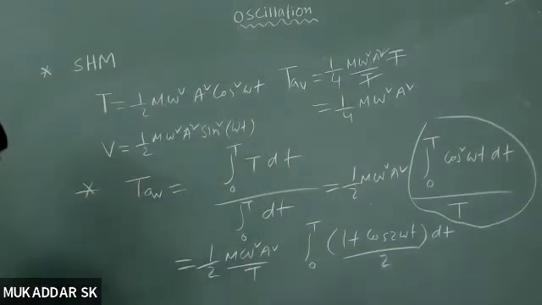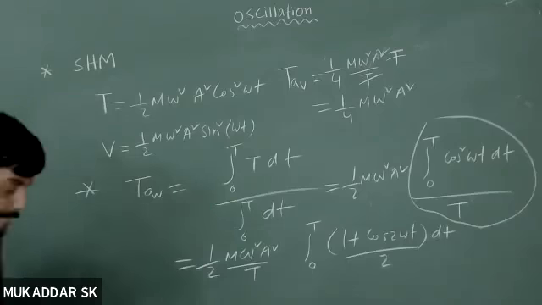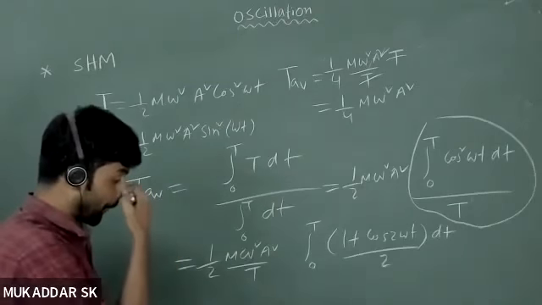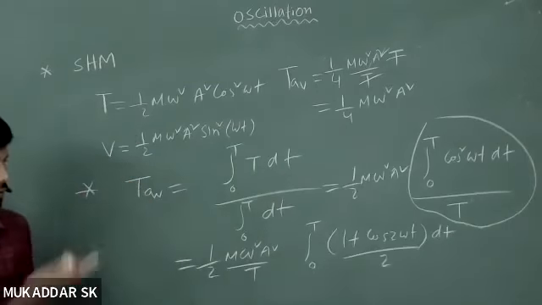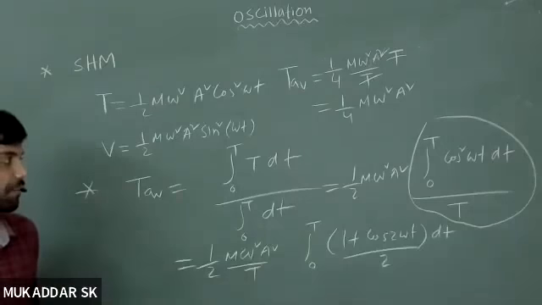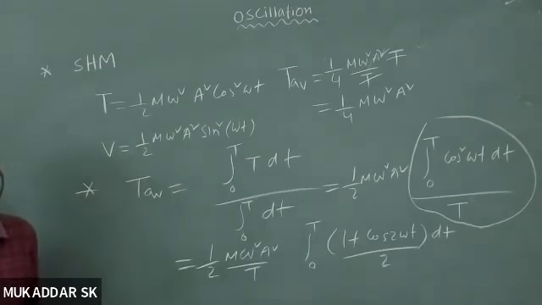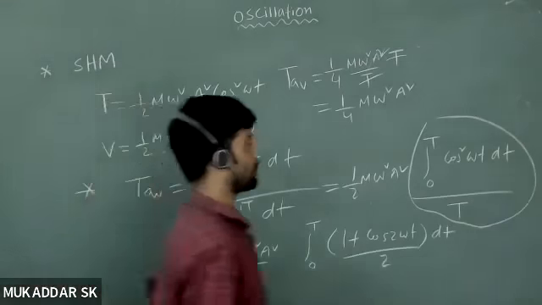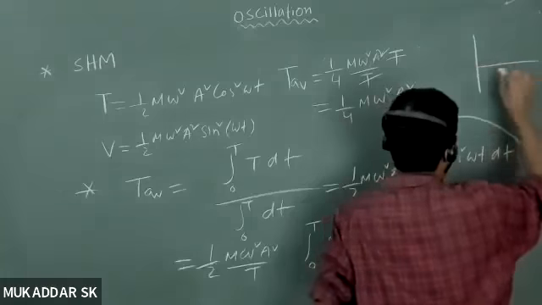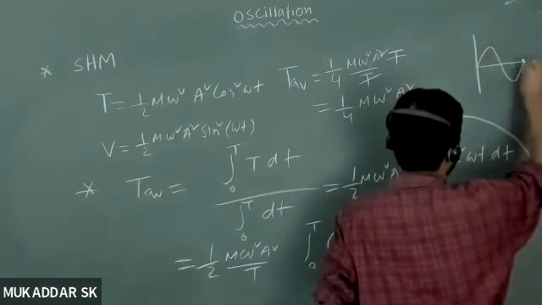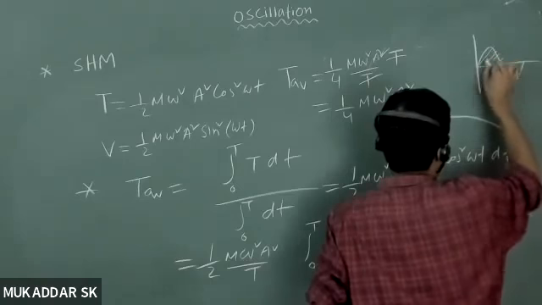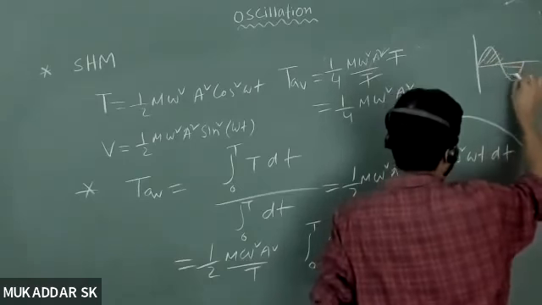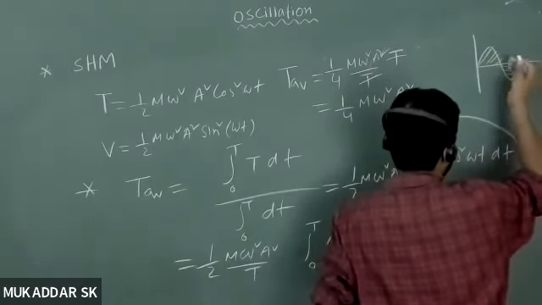Now I'll ask you, what will be the average value of cos theta or sine theta for one complete cycle? For cos square theta and sine square theta, it is half, I have just calculated that. I am asking about cos theta or sine theta. You see, this is one complete cycle. If you take the average, this is the area under the curve. This part will be positive, this part will be negative, and the areas will be equal. So obviously it will be 0.